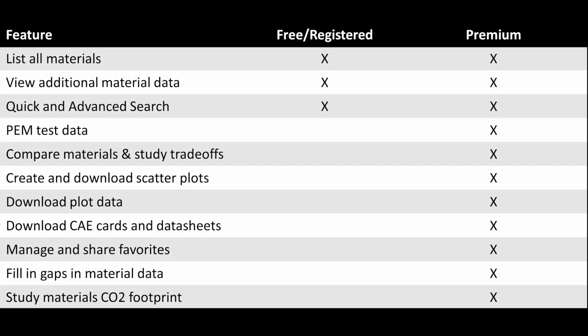Now, I mentioned the premium version earlier. The free version will get you access to all of those materials and the ability to see those properties, and you can manually enter those into your tool of your choice. The premium version gets you the ability to see the plots, the stress strain curves, and more importantly, the ability to download that CAE model for your software tool. It just makes that whole workflow so much easier.